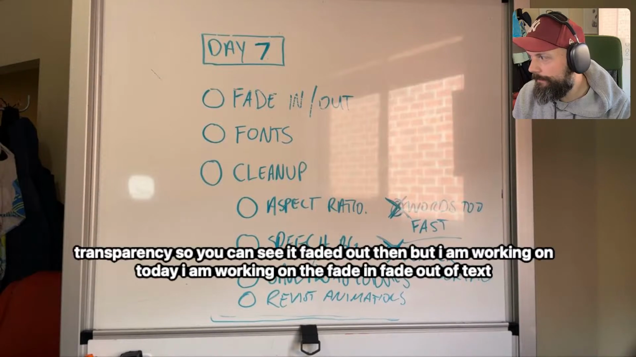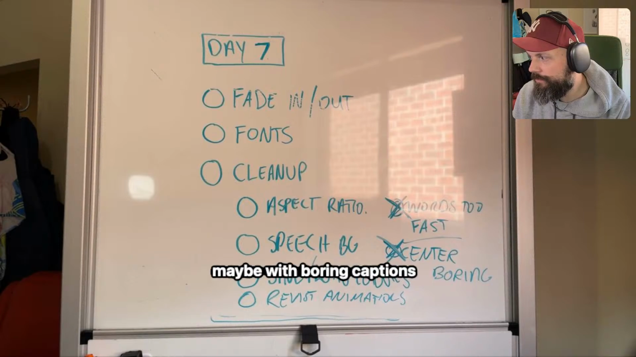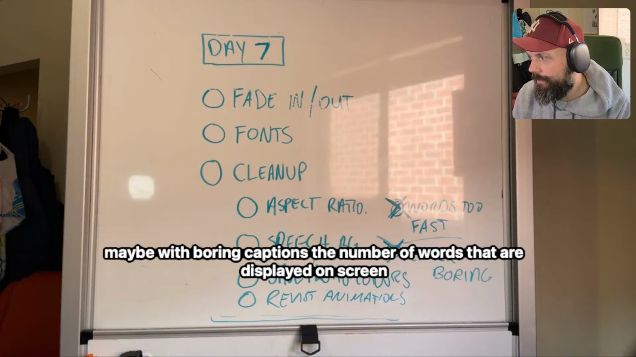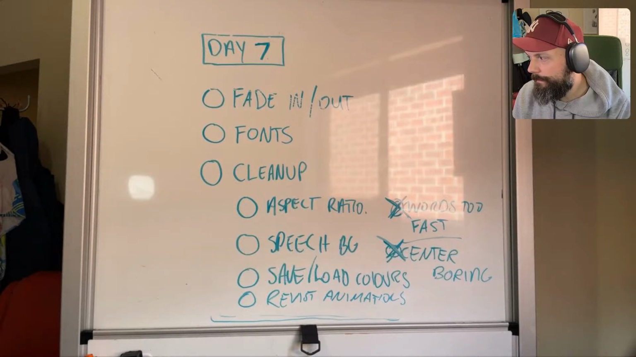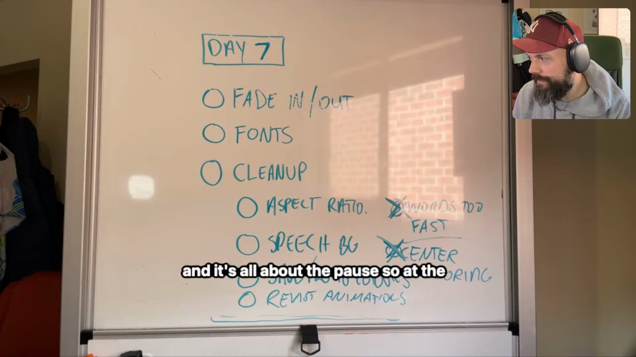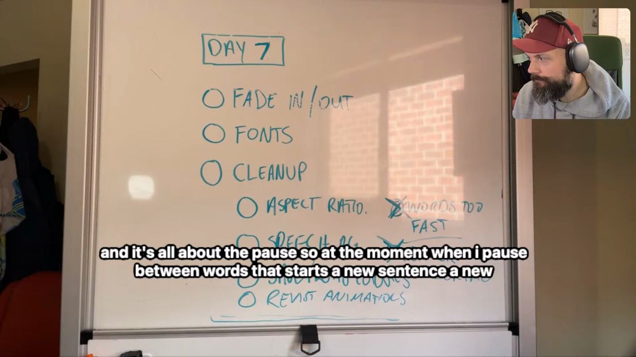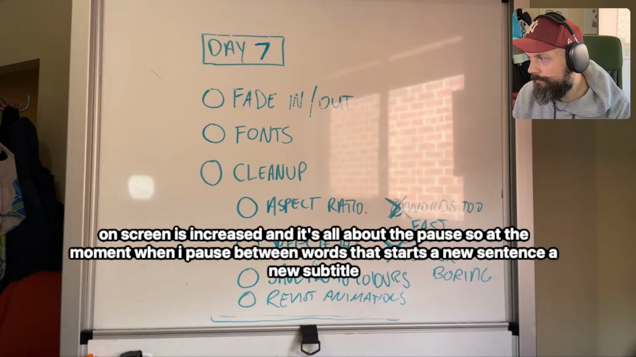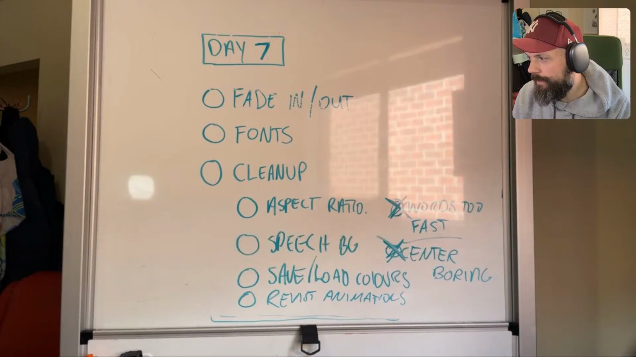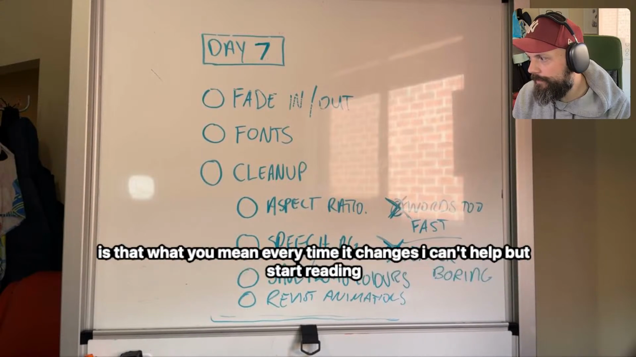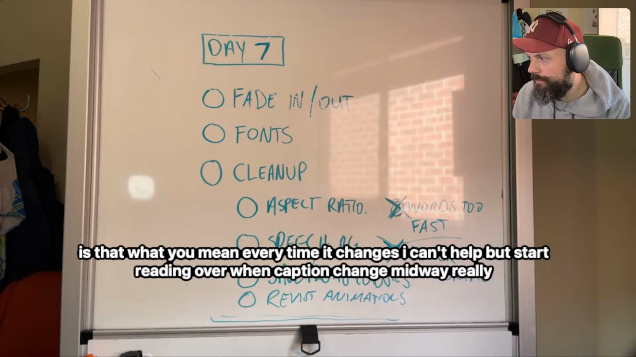Maybe with boring captions, the number of words that are displayed on screen is increased. And it's all about the pause. So at the moment, when I pause between words, it starts a new sentence, a new subtitle. Is that what you mean? Every time it changes, I can't help but start reading over it. When the caption changes midway, it really helped if the previous sentence could offset.